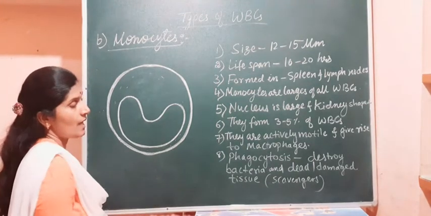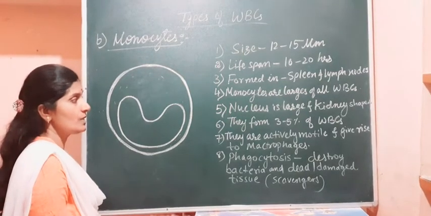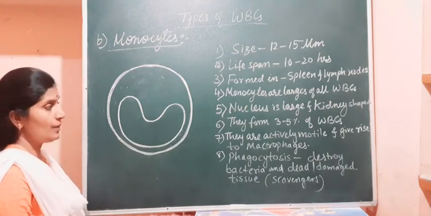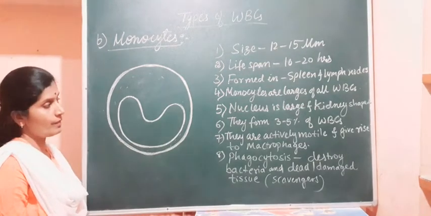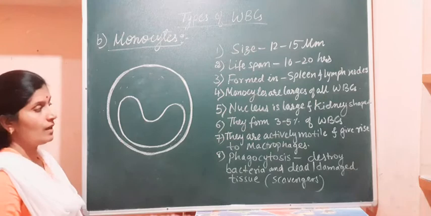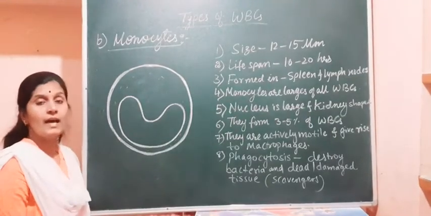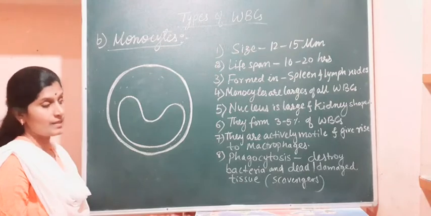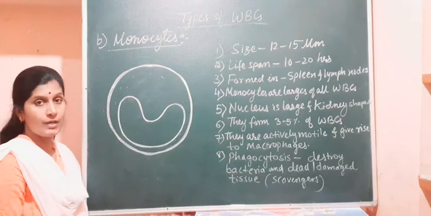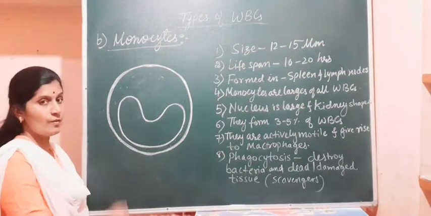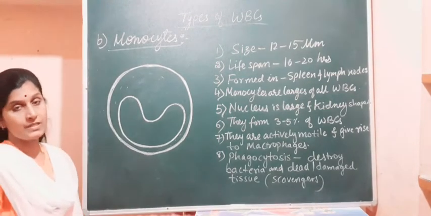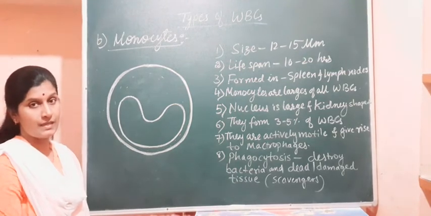So monocytes are the largest of all the WBCs. The nucleus is large and kidney shaped. They form 3 to 5% of total WBCs. A question may come in the examination to arrange the cells by their percentage. The cells with the highest percentage in total WBCs come first, and that is the neutrophils. Neutrophils are abundantly present, about 70%.